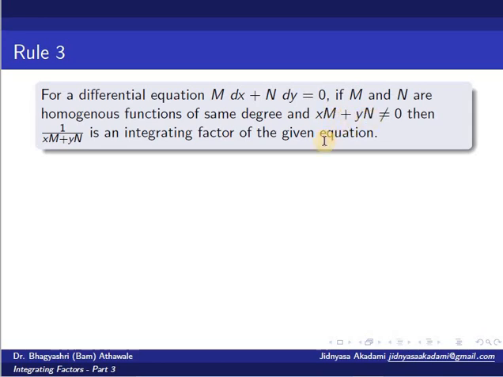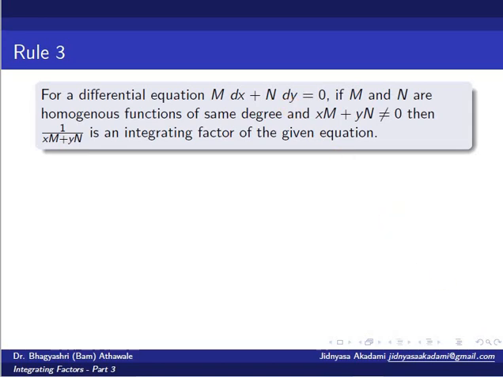But since we use the notation for partial derivative, del M by del y is M subscript y and N subscript x, to avoid the confusion between M into x and M subscript x, I am writing it as x into M plus y into N. If this is not equal to 0, then the reciprocal of that, 1 upon xM plus yN, is an integrating factor of the given equation.